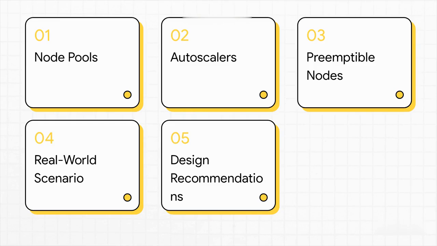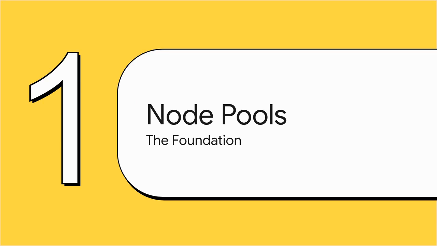So here's our game plan for this explainer. We're going to start with the absolute foundation, node pools. Then we'll layer on some intelligence with autoscalers. And after that, I'll show you a secret weapon for saving some serious cash. We'll tie it all together with a real-world example and then wrap up with some key design rules you can start using right away. Okay, first up, node pools.